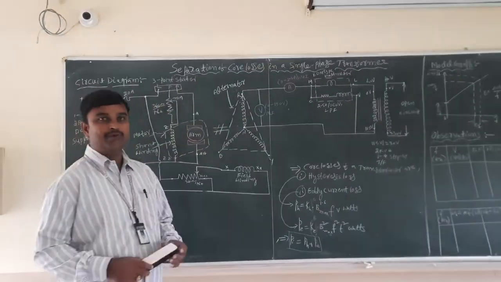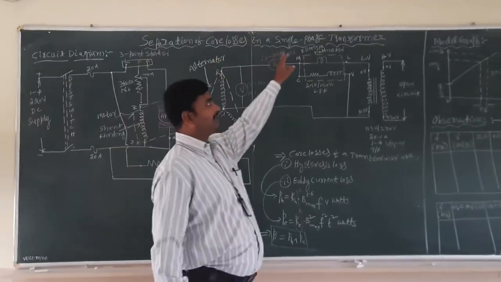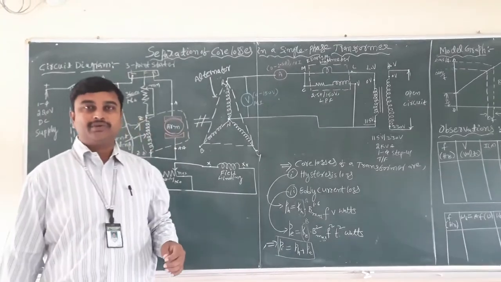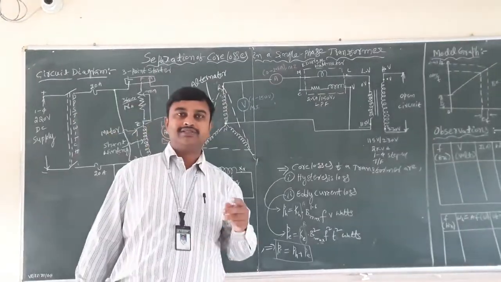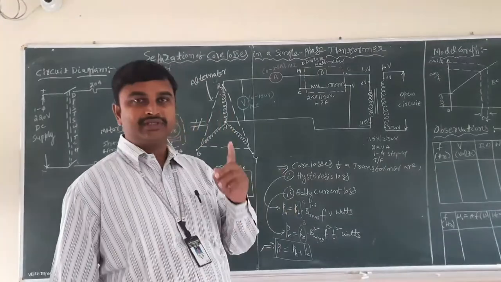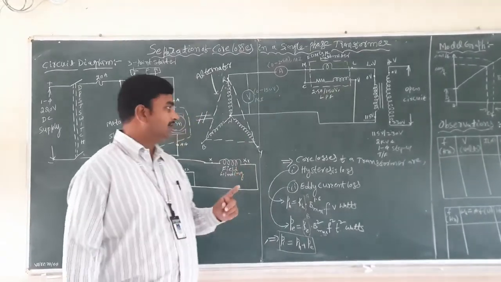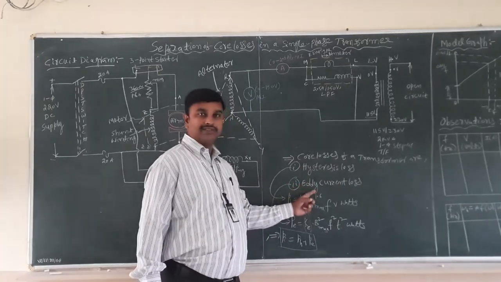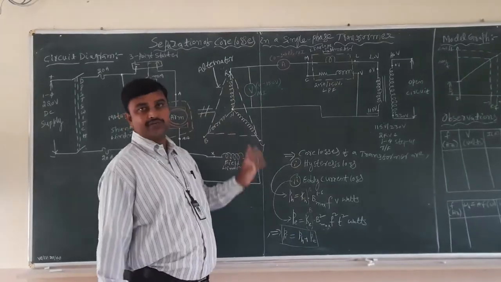Now I am going to explain the separation of core losses in a single phase transformer. Basically, a transformer works on the mutual induction principle. There are two types of losses occurring in a transformer: core losses and copper losses. Core losses are of two types, hysteresis losses and eddy current losses. We have to measure these two losses with this circuit.